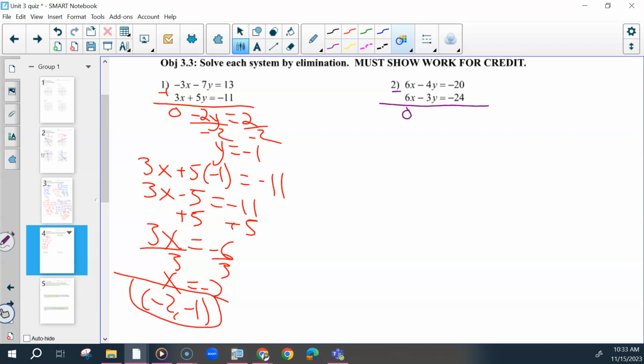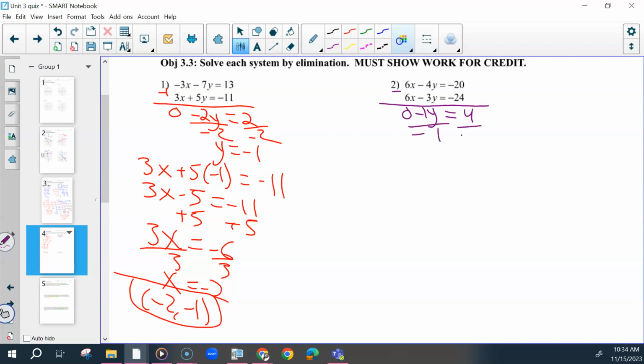So your x's became 0. -4 minus a -3 is -4 plus 3, so negative y, or 1y. -20 minus -24 is -20 plus 24, so positive 4. Double check it in your calculator. Use your calculator just in case.